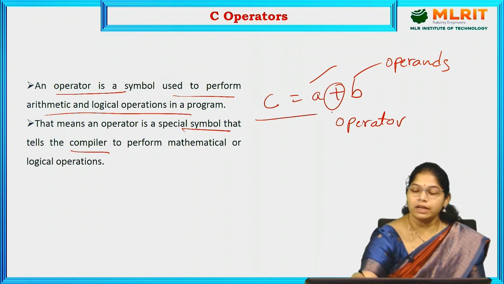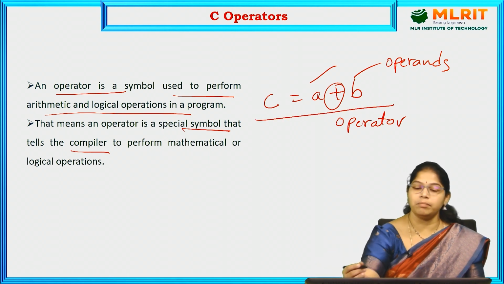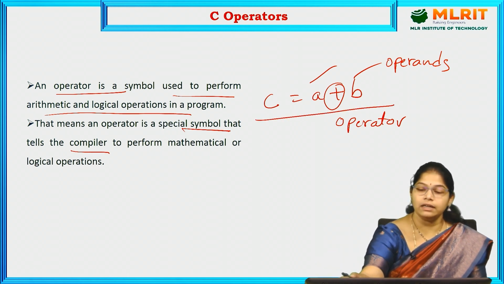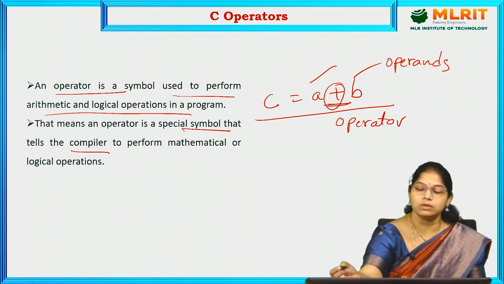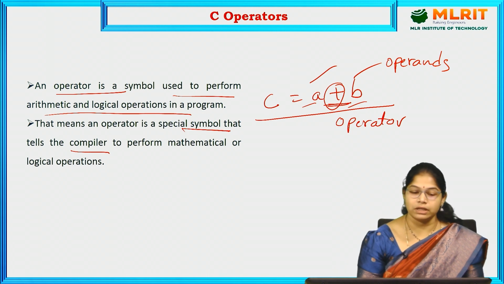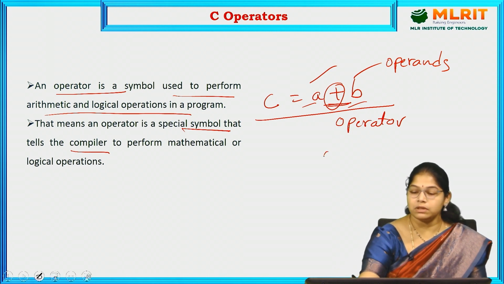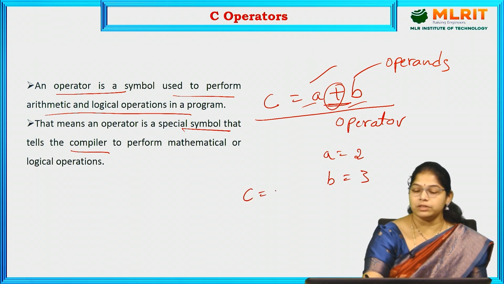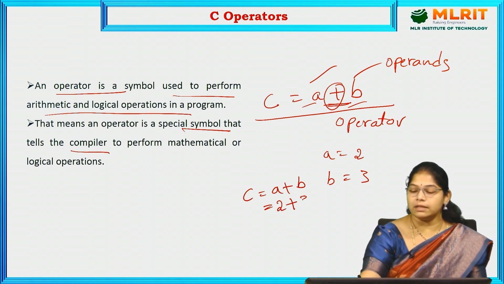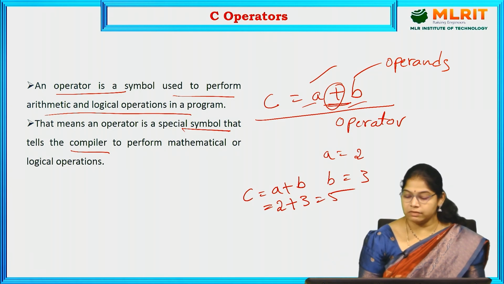When we give an expression like this, the compiler understands that it has to perform a plus operation between these two operands. These are also called variables. If A value is 2 and B value is 3 and the expression is C equal to A plus B, automatically the compiler substitutes A as 2 and B as 3. So the result is 5.